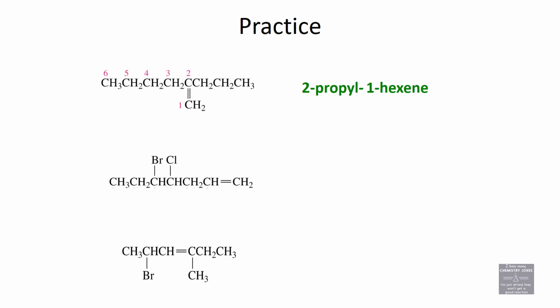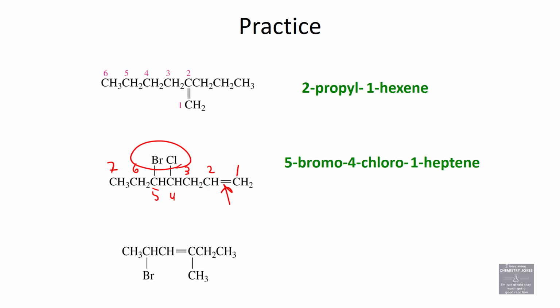Okay, numbering the carbons here, 1, 2, 3, 4, 5, 6, 7. The reason I number that direction is an alkene is higher priority than halogens in naming of IUPAC rules. So that makes this a heptene. It's a 1 heptene. There's a bromo on carbon 5, a chloro on carbon 4.